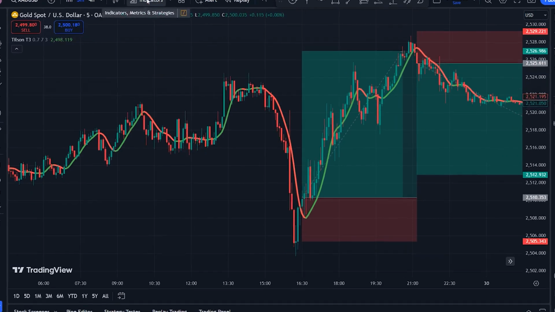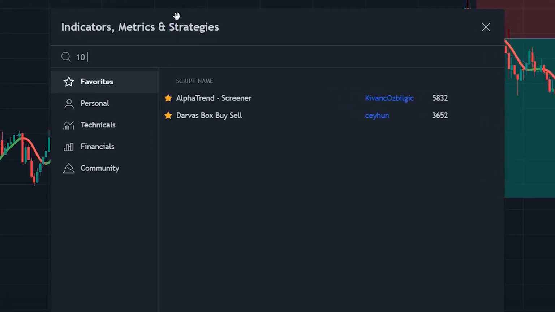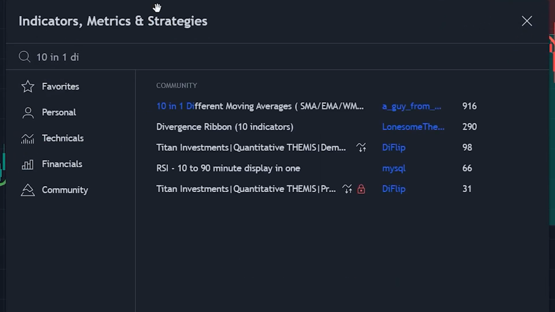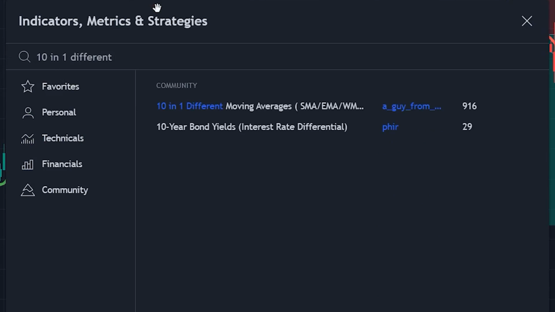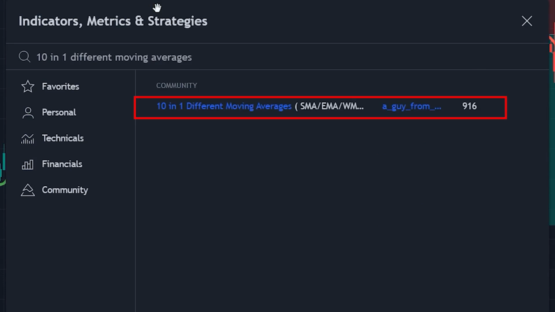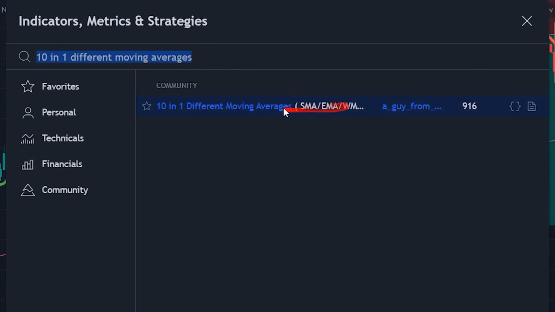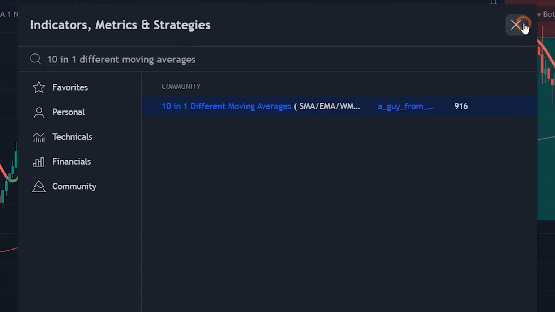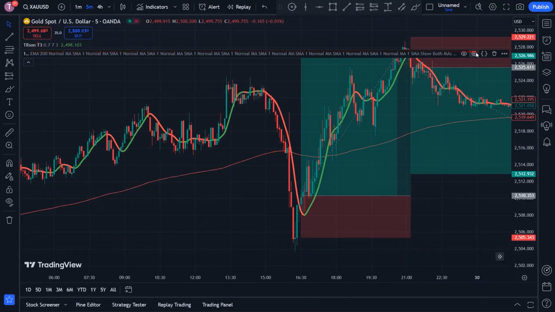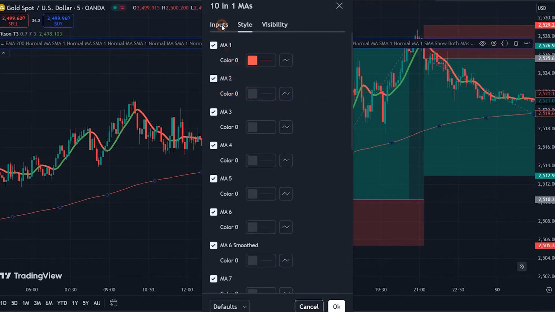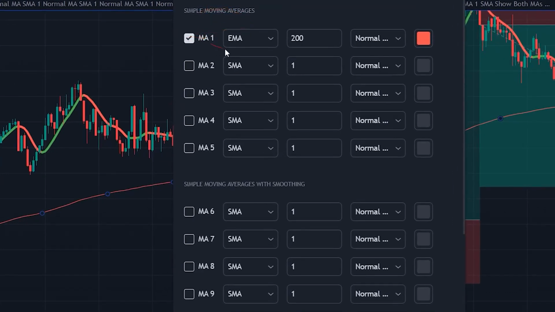For this, simply go to the Indicators tab and type 10 and 1 different moving averages in the search box. After finding it, just click on it to add it to the chart. Now, as always, we need to go into its settings and make the adjustments you see so that this indicator becomes optimized.